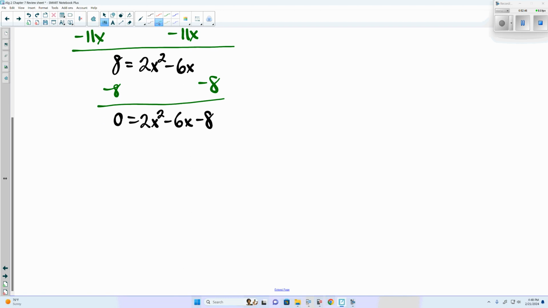Now at this point, we can factor or graph it, either way, but there is a greatest common factor of 2. If it's a number, we can divide it out. We cannot do this with variables. If we factor that out, we divide that 2 out, we get 0 is equal to x squared minus 3x minus 4.